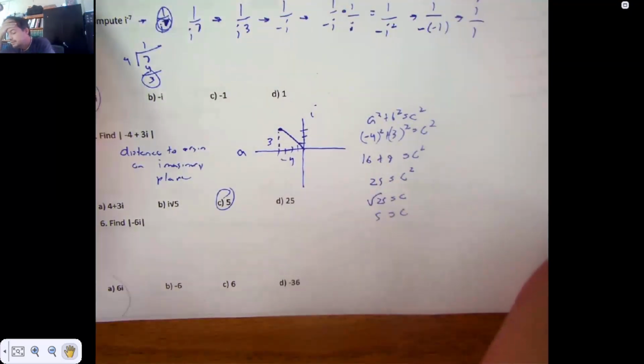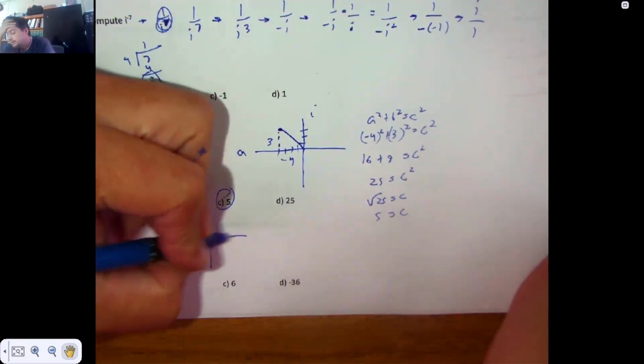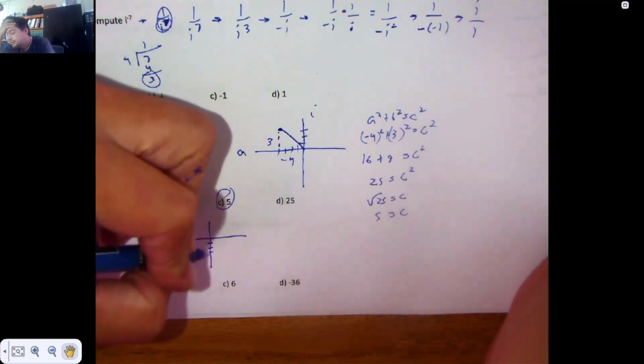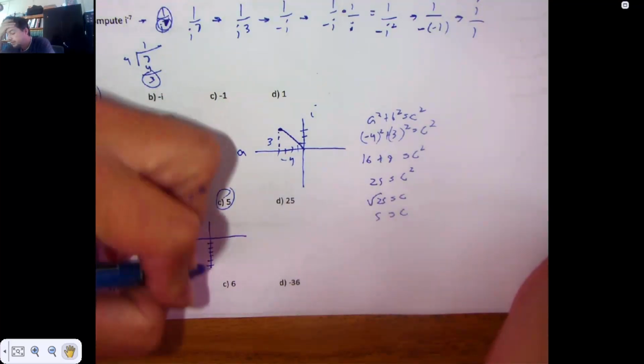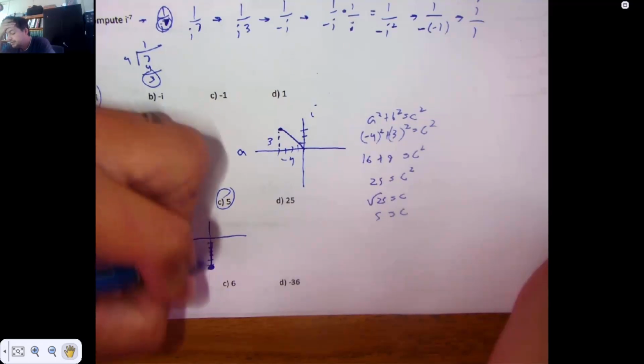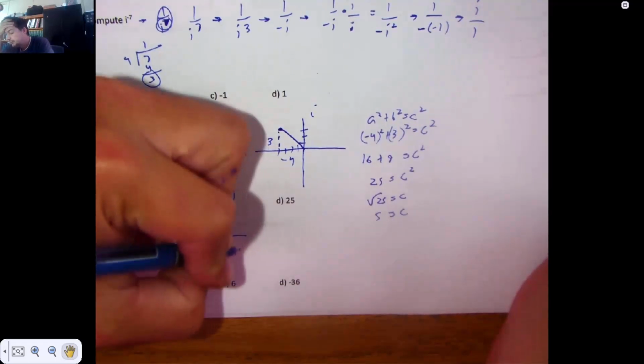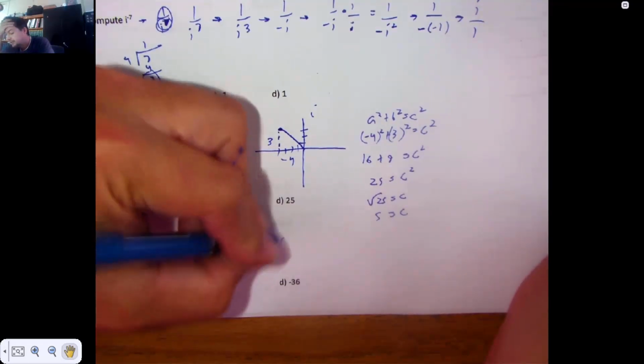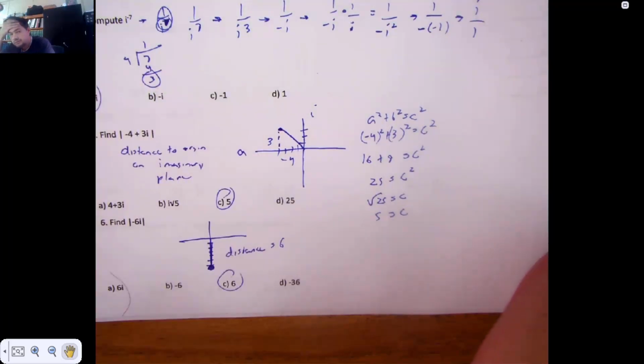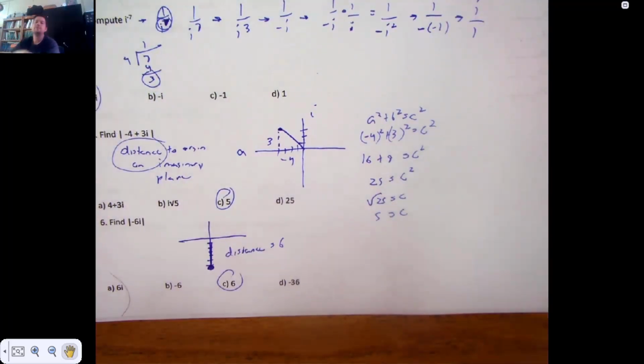Number 6 is the same concept. When you plot this, all you got to do is fall 6 units. So this distance is 6. That's the concept. That's what absolute value is. Absolute value is a concept of distance. That's what it is. It's what it's always been. It's what it always will be.